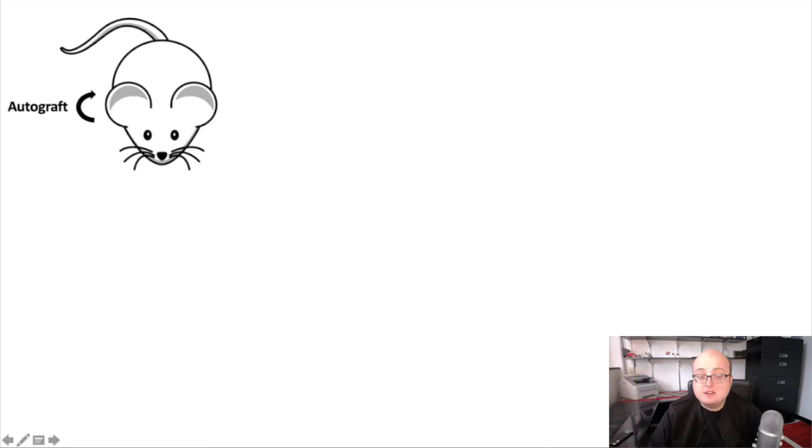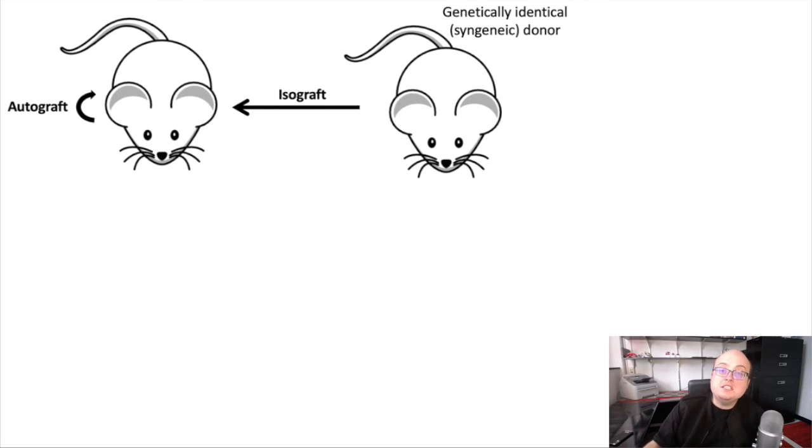However, that might not work for whatever reason, and so in some cases we might need to take that tissue from another individual. And so the type of individual that we take it from is going to determine what kind of graft we're dealing with. So if we take a graft from an animal which is genetically identical to the donor, we call that an isograft. Remember, iso means the same, basically. So an isograft comes from a genetically identical donor. That donor we could refer to as syngeneic. A syngeneic donor is genetically identical.